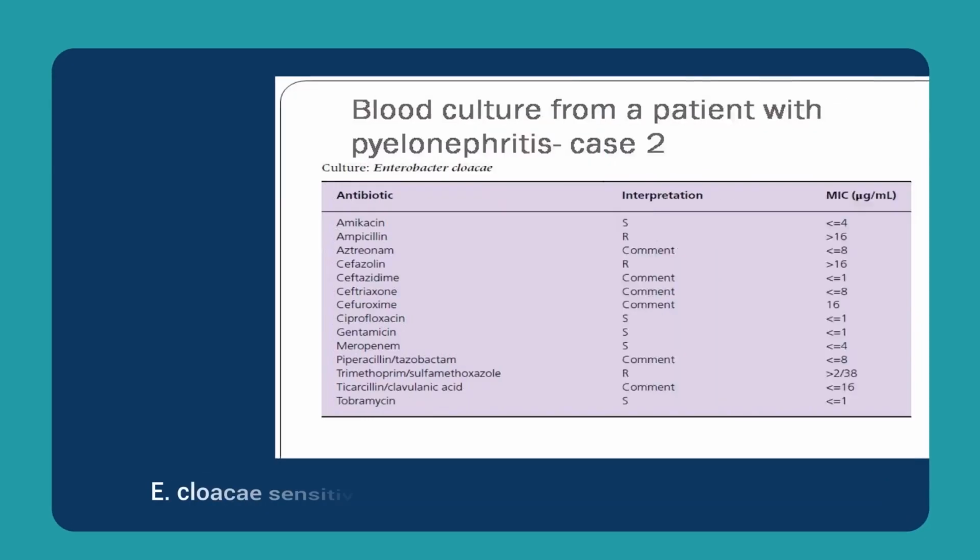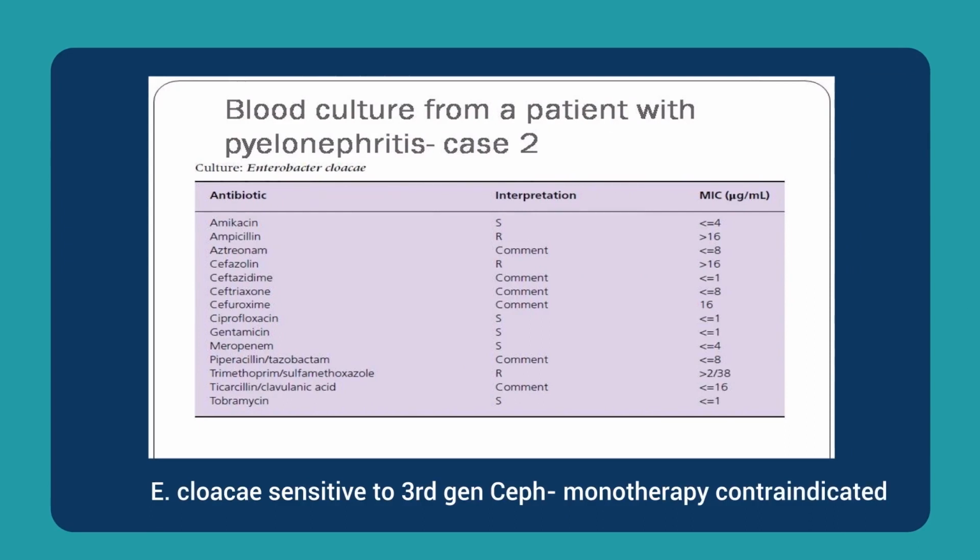Now we look at case 3. This is another patient with pyelonephritis whose blood culture grew another organism called Enterobacter cloacae. Now this is also an organism closely related to E. coli, but it has a certain important characteristic. If you look here, the ceftazidime, ceftriaxone, cefuroxime, the third generation cephalosporins basically, all their MICs are on the lower range, but still they have not been reported as susceptible because Enterobacter cloacae is an organism that produces a mechanism of resistance called AmpC intrinsically.